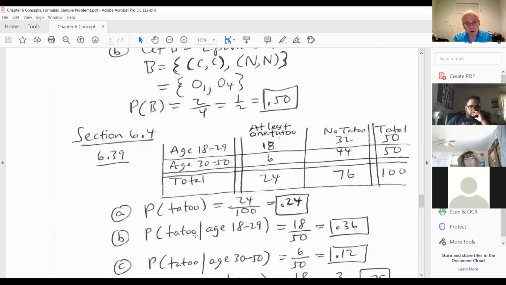The probability that you have a tattoo, given that the person had an age of 18 to 29. Now, what does that mean? That means you selected somebody at random, and that person is between 18 and 29 years old. All right, so you know that. And how many people are at least 18 to 29? There's 50 of them. And how many people have tattoos out of the 50? 18. 18 divided by 50 is 0.36.